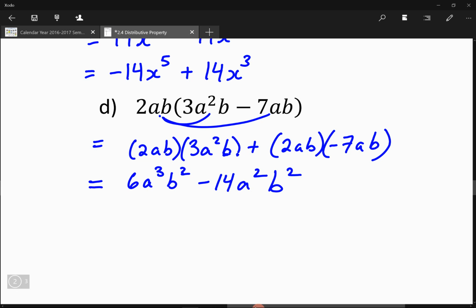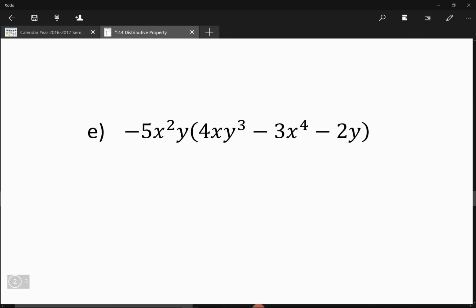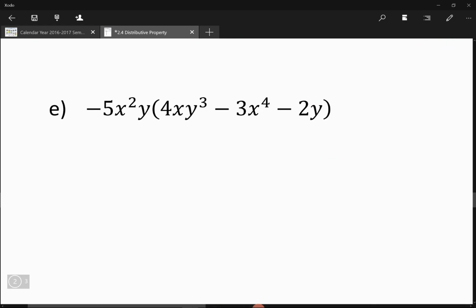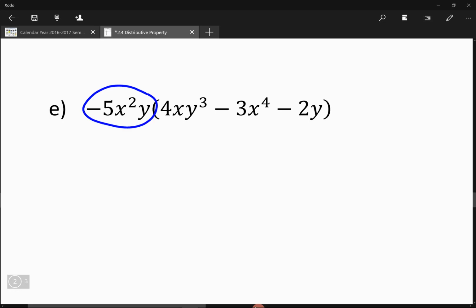Check to see if we can combine these two. Apparently we cannot. Okay, so they get different exponents for the a. Next question. Again, increasing the complexity by adding one more term inside the bracket. So my monomial in front is going to be multiplied 3 times because there are 3 terms inside the bracket.